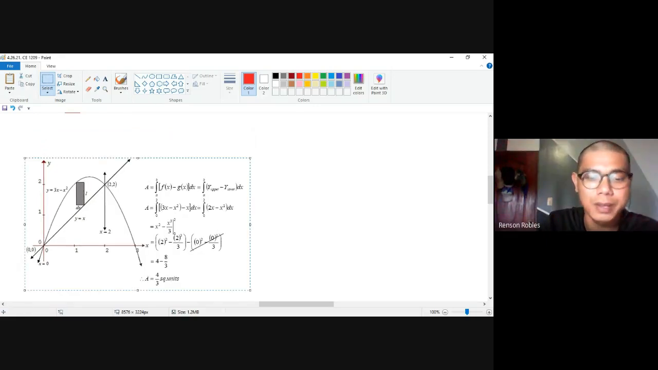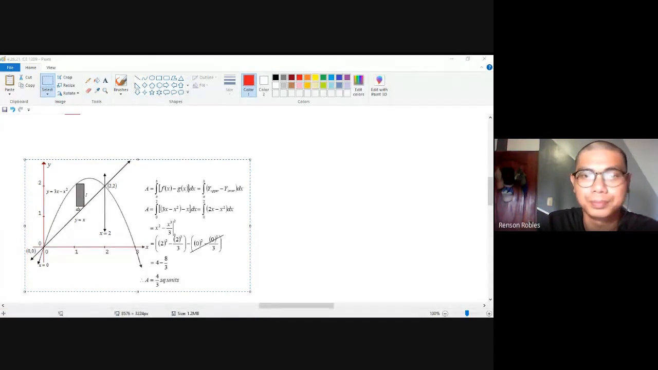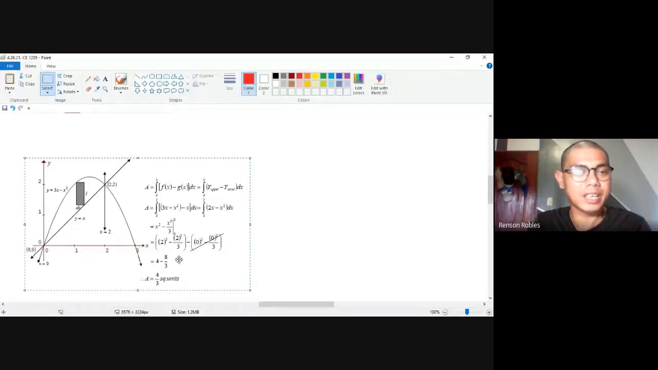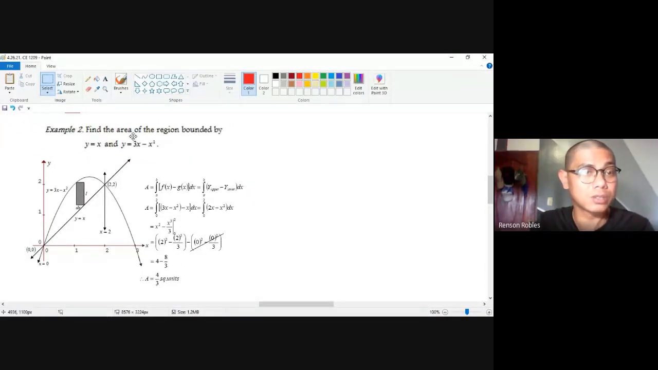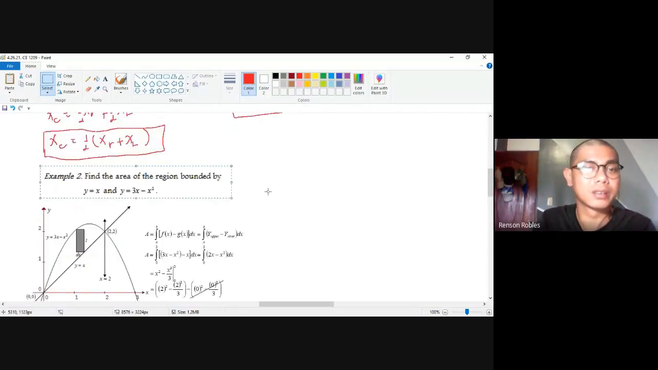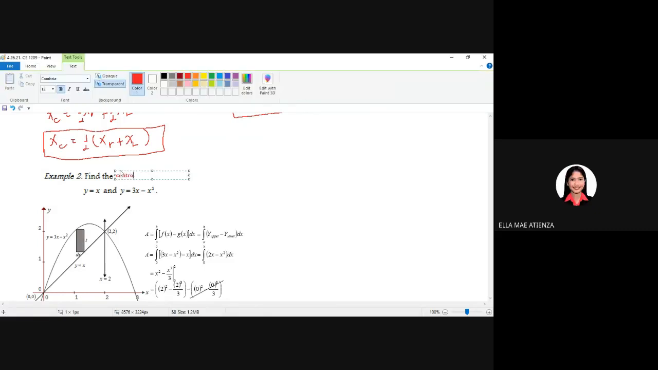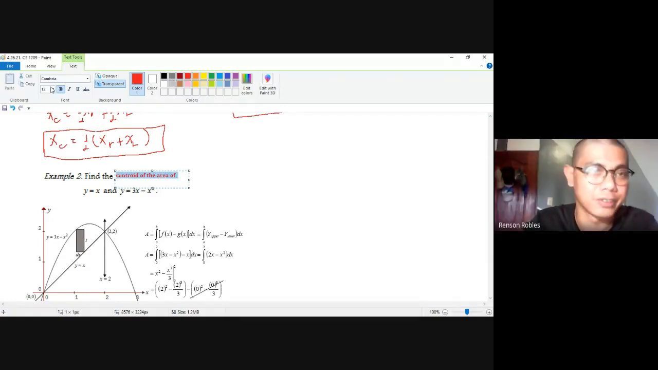Let me get the problem. Analyze it carefully. The element chosen is vertical. Why is it vertical? Can you remind me why we chose to use a vertical element? Just one slice only, po. Yeah, just one slice. You got it right.